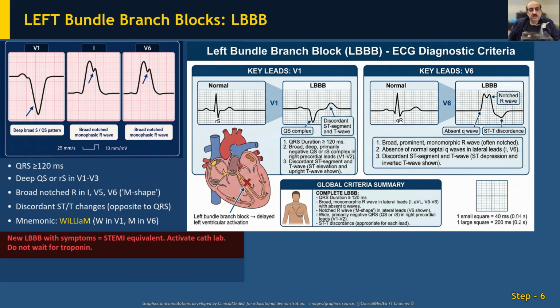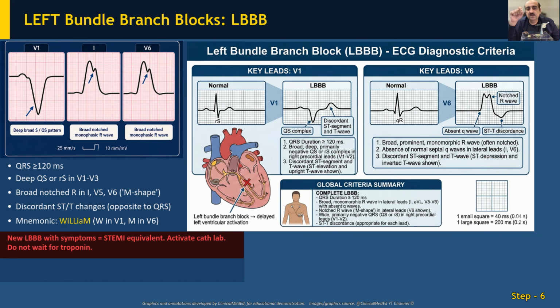So let's look at each bundle branch block in isolation. Left bundle branch block. In a normal situation, both bundle branches are working normally. In the inset in the middle, you see the left bundle branch is not working. So the first depolarization will happen through the right bundle branch to the right ventricle. Then the cell-to-cell transmission from the right ventricle will depolarize the cells in the left ventricle, and that will lead to the delayed depolarization of the left ventricle.